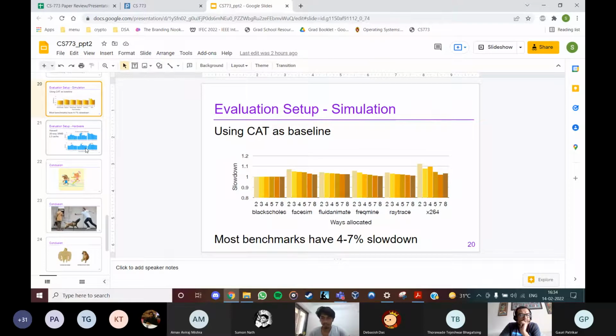So yeah, there will be time multiplexing. Basically they will be time multiplexing these process IDs, and in between every switch, they will be flushing the ways.